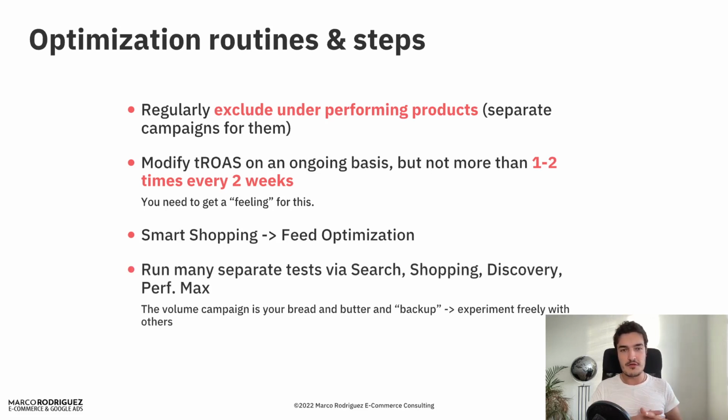Also, even if you have a large volume campaign, and this is maybe the most important point, still run many separate tests with search, with other shopping, even other smart shopping at some point, discovery, and quite recently Performance Max. So the volume on your main volume campaign, like on that one with a couple millions here, that one is like your bread and butter and your backup. You know that it generates sales, it's fine, it's cool, and even if you don't have any other campaigns, this one will be performing well and generate volume for you, and it's a great position to be in.